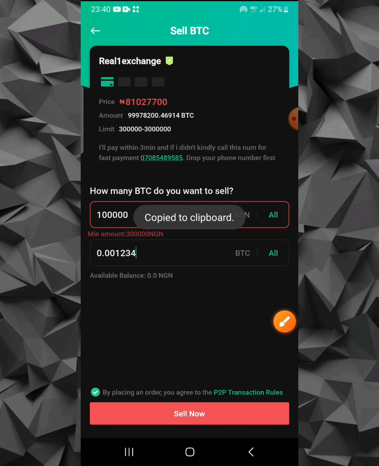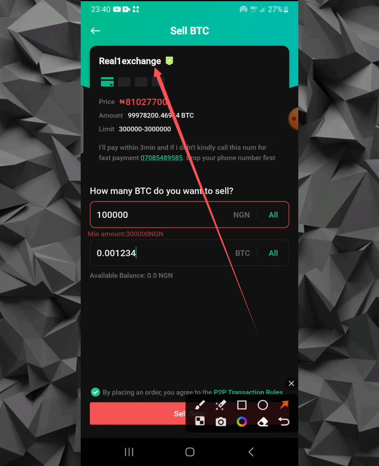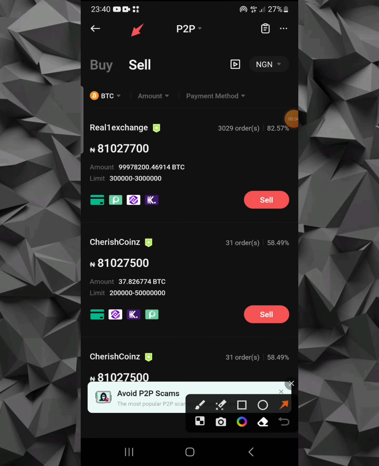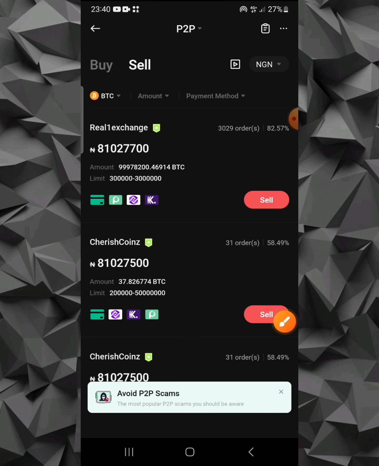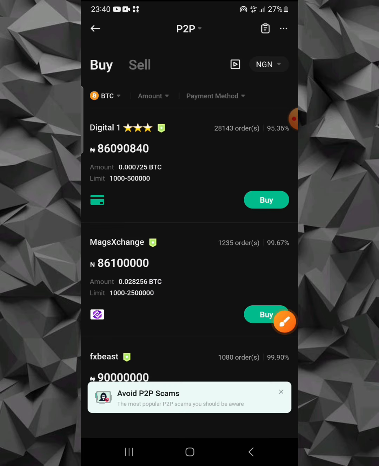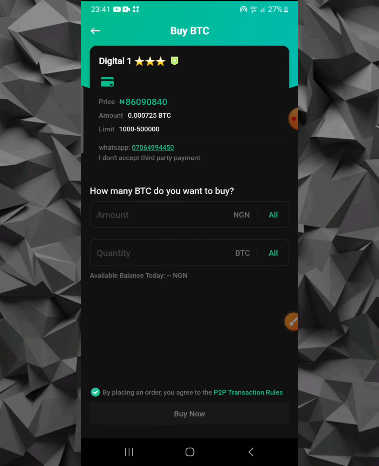So what this particular merchant is going to do next, take note, this Real One Exchange. Now see, what he'll be doing next is to come here and place a sell, and the sell ad will be appearing on the buy side, okay? You will see his ad appearing just like these guys, okay? And people come and click on buy. So it basically means he is selling, okay? And once people come and click on buy, he's going to be selling that amount of BTC back to them.